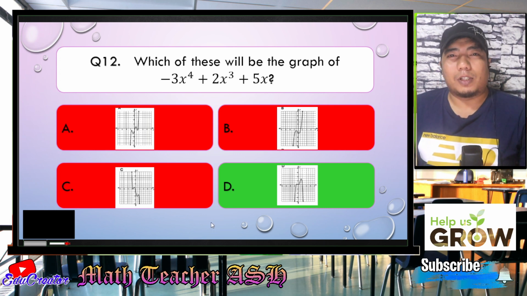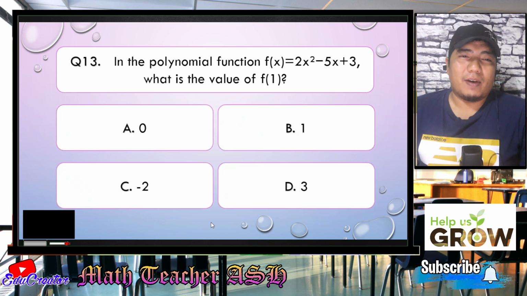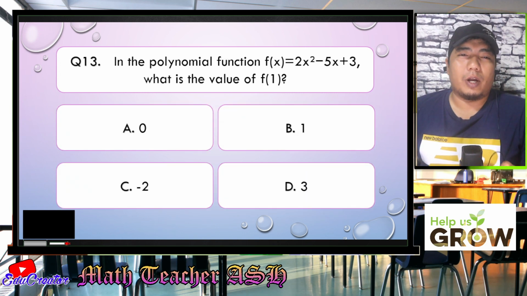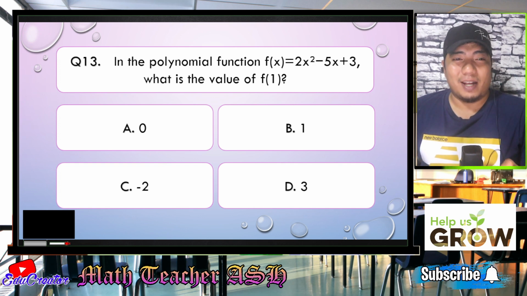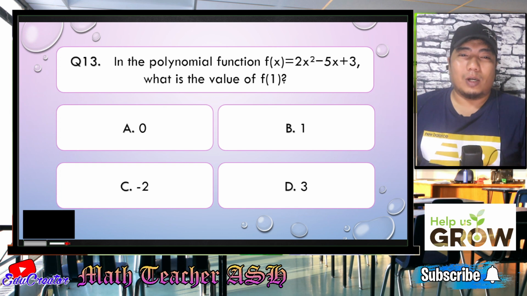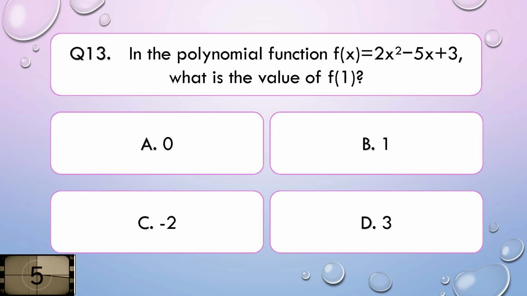Now let us go to question number 13. In the polynomial function, f of x is equal to 2x squared minus 5x plus 3, what is the value of f of 1? Is it A, 0, B, 1, C, negative 2, or D, positive 3? I'll give you 5 seconds to think about your answer.